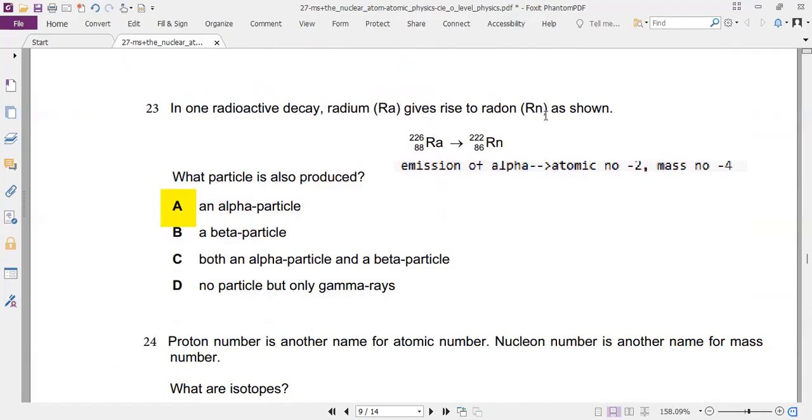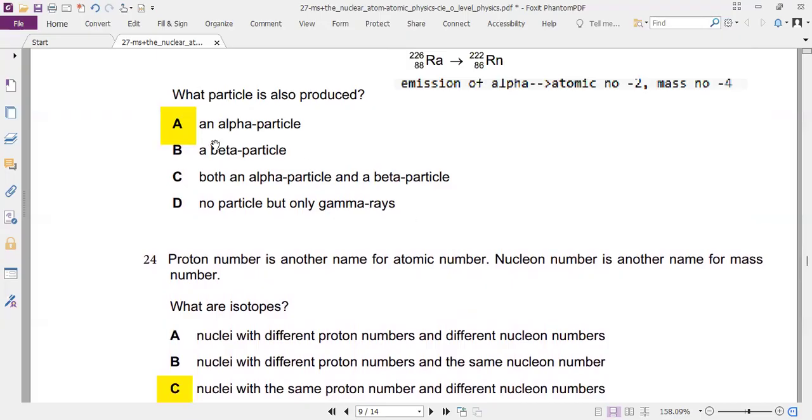Radium and radon: in one radioactive decay, radium gives rise to radon. Ideally, it should have been given what the number of nucleons and protons are, but it's not given. So just remember this very specific question and the mechanism. Radium is 88-226, and radon is 86-222, and that means it is emitting an alpha particle.